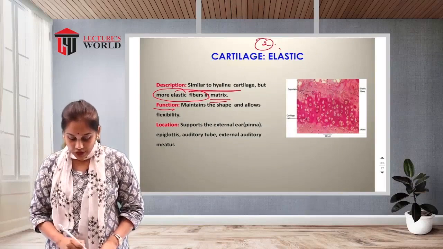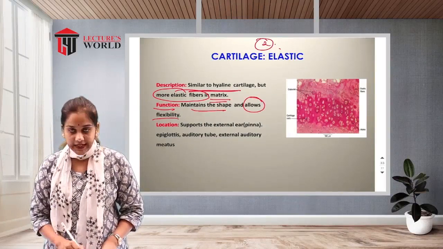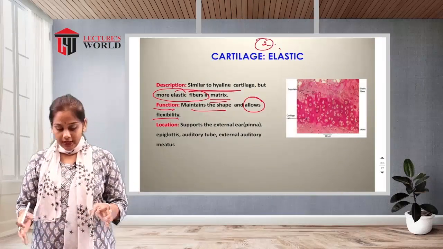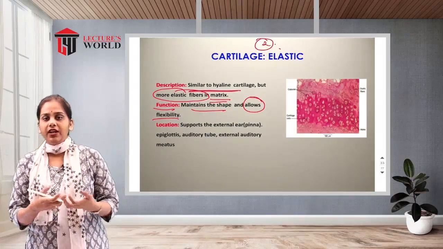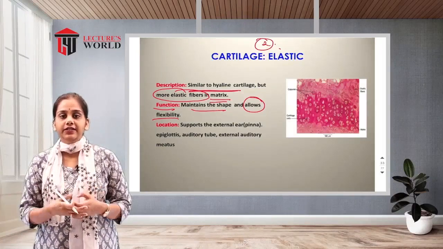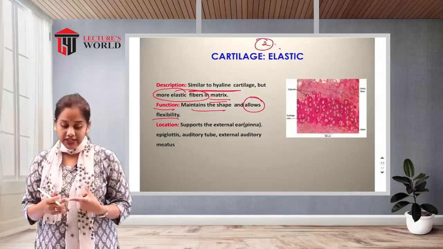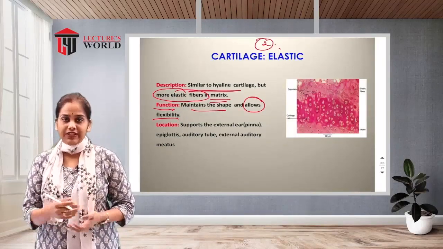What is the basic function of the elastic cartilage? It maintains the shape and allows flexibility. Because of the elasticity, it has a characteristic stretchability. After stretching, it maintains the shape, and that's why it allows flexibility and stretchability.